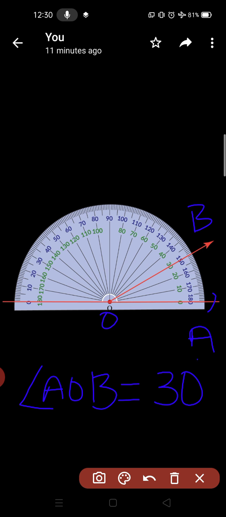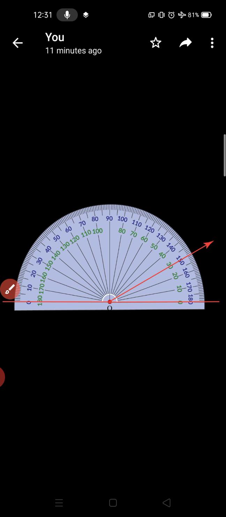Why is it not 150 degrees? Why are we taking only 30 degrees? Because the first ray of the given angle must coincide with the straight edge of the protractor. So from which side is it? From the right side. So from right side to left side you are going to measure. So start from 0 always: 0, 10, 20, 30. Okay. Now the angle AOB is 30 degrees here.